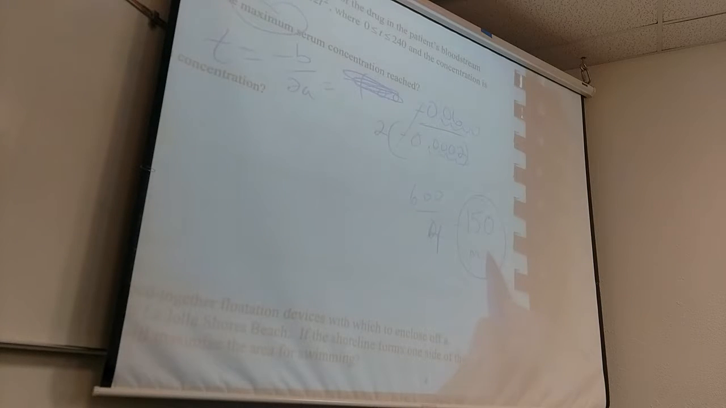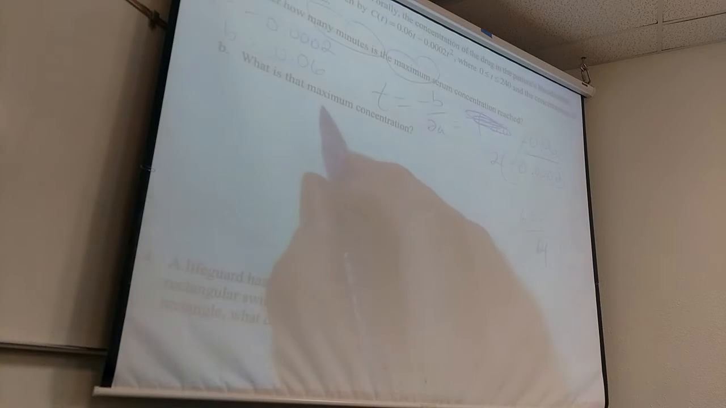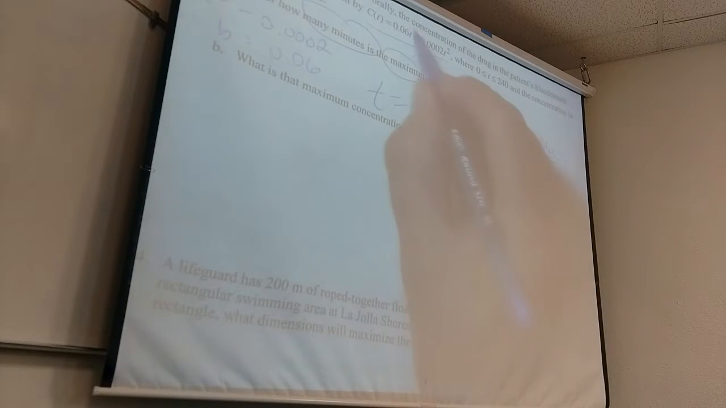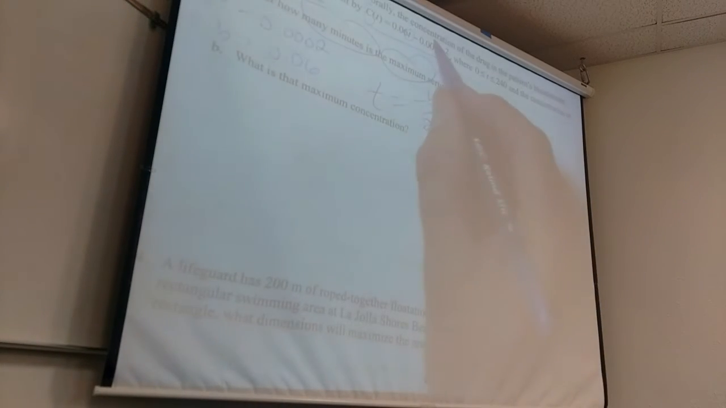So in 2.5 hours, this guy's going to experience the maximum serum concentration, which hopefully is below the death line or whatever. All right, so now we know how much time it takes to get to the maximum. So what is the maximum concentration then? What does this formula give me? T is time. What's C?